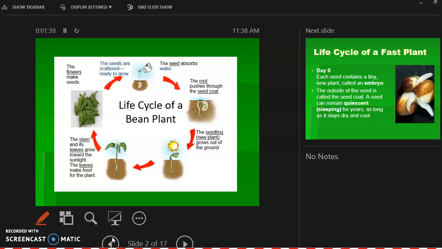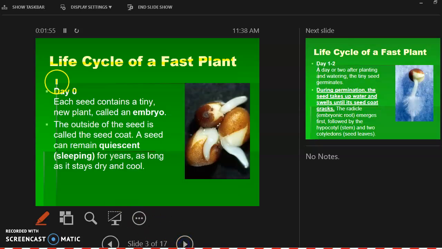Hey guys, so this week we're going to study the life cycle of a plant. This is showing you the life cycle of a bean plant. I want you to label these notes as the life cycle of a plant, and I will highlight what you write down. So label these as the life cycle of a plant, and then day 0.